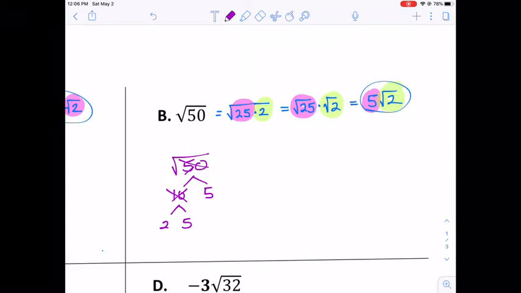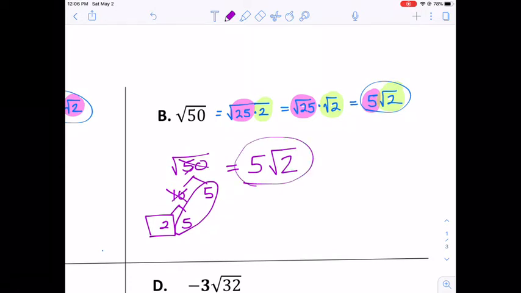Now I look for pairs. Here's a pair of 5s. Since I have 2 of those, I can bring 1 5 out of the radical. But I have that 2 left that doesn't have a partner. He has to stay under the radical. So my final answer, either way, is 5 square root of 2.